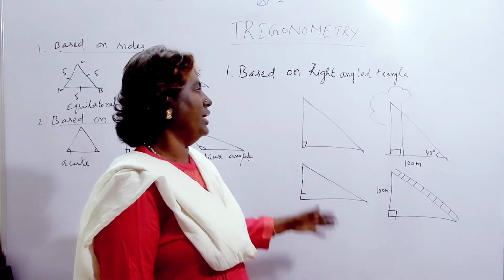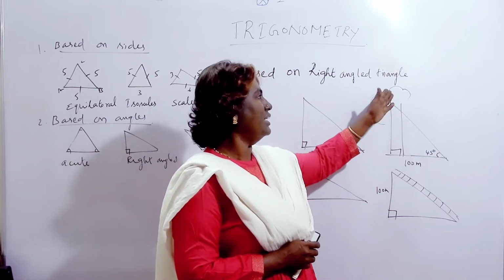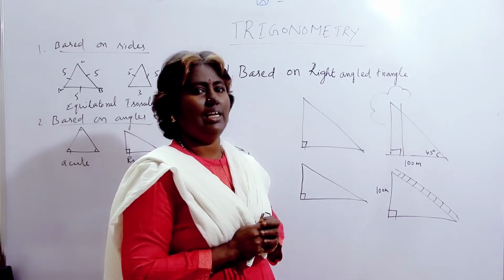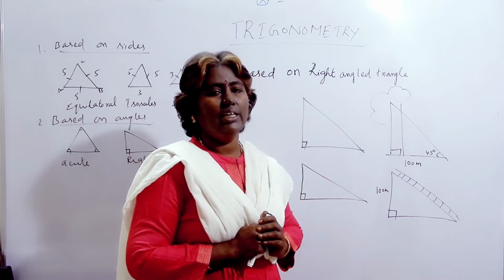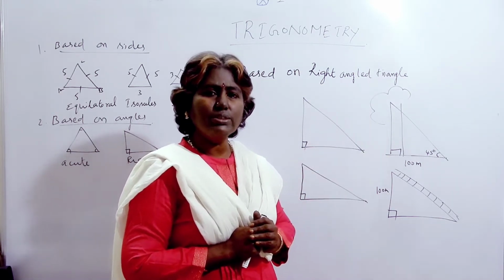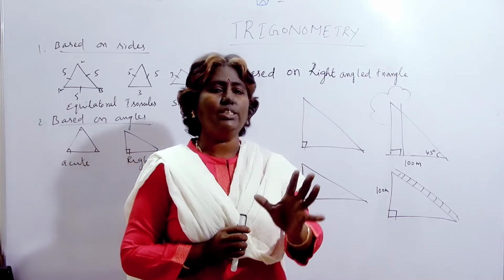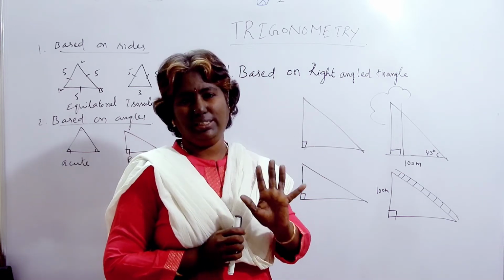No. See, for example, if the tree is here, one boy is standing and looking at the top of the tree at an angle of 45 degrees, and he is 100 meters away from the tree, then he can easily find out the height of the tree. How is it possible? You have learned already, sides opposite to equal angles are of equal size, isn't it?